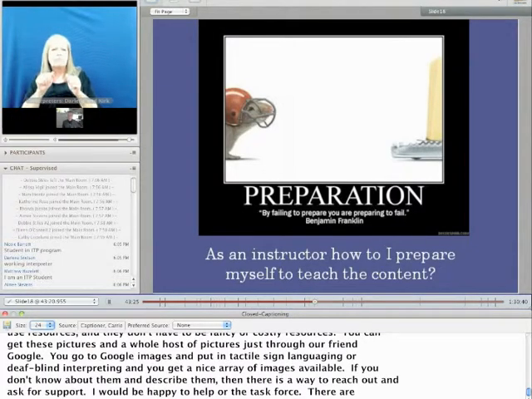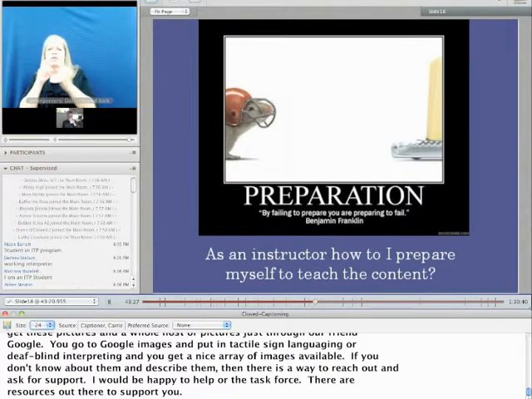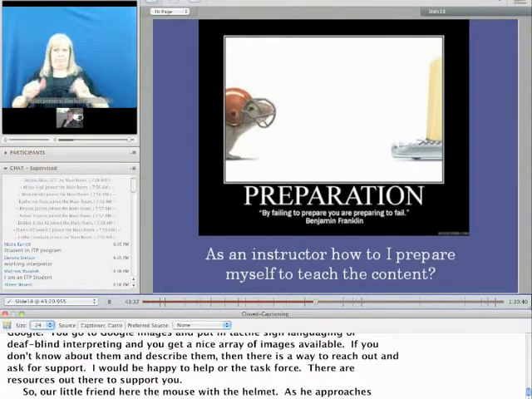So our little friend here, the mouse with the helmet, as he approaches the mousetrap, he's prepared, right? So it's all about preparation. And that's what we need to do.